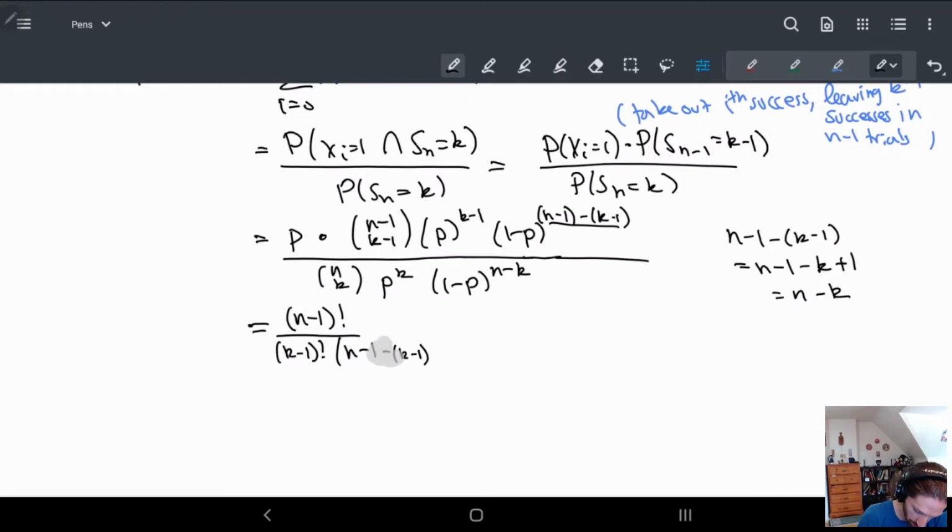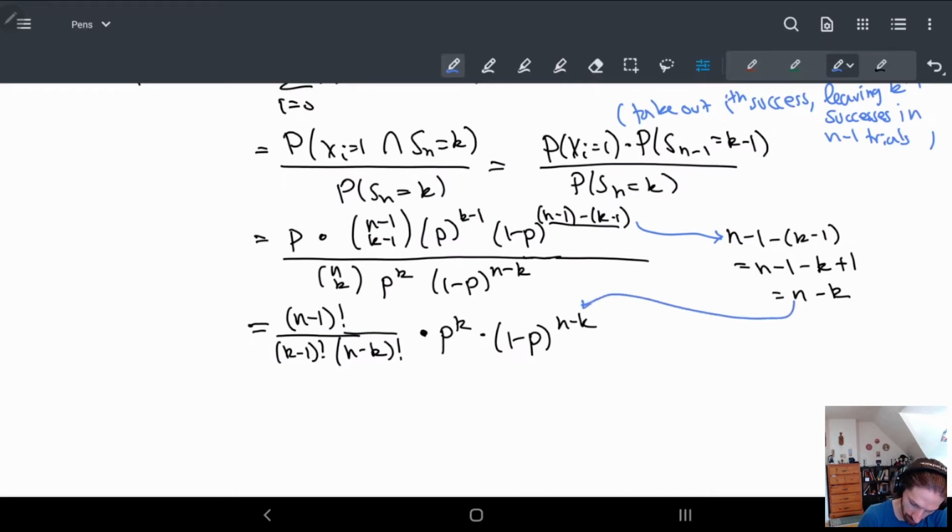So here I'm actually just going to rewrite this as n minus k factorial, times, I'm going to put the p and the p to the k minus 1 together. So I have p to the k. And then we just saw that this 1 minus p to the n minus 1 minus k minus 1 is just n minus k. So here I used this to get this, and I also did the same thing for this. So these two are coming from that.